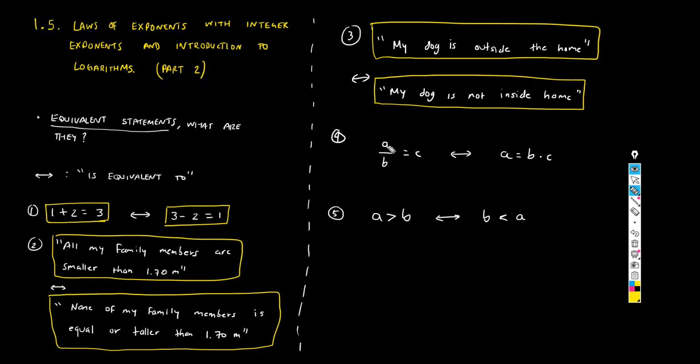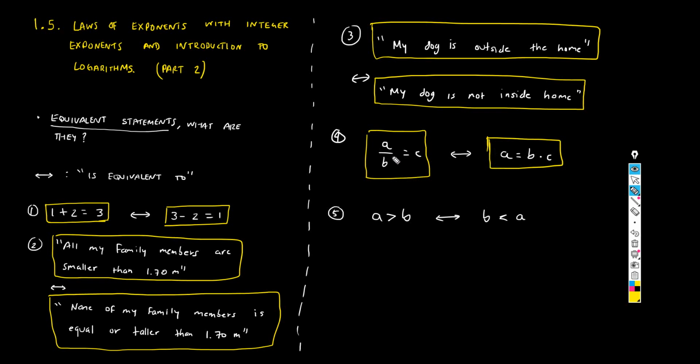Number 4, a more mathematical example. We have this. A divided by B is equal to C. That's a statement in mathematics. And this statement is equivalent to saying that A equals B times C, right? This and this are exactly the same statements.